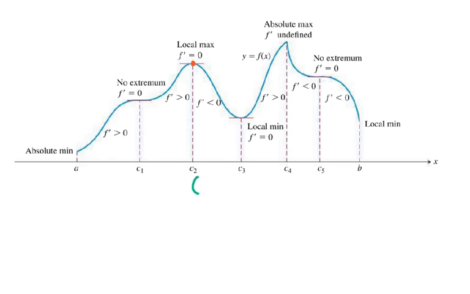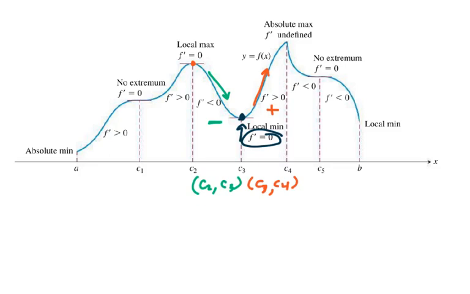So between C sub 2 and C sub 3, the derivative is negative. We end up with a decreasing function. And between C sub 3 and C sub 4, the derivative is positive, which gives us an increasing function. And so you'll notice here that we changed from a negative derivative to a positive derivative, which indicates we had this turning point, and we had a local min right in the middle where the derivative was equal to 0 at C sub 3.